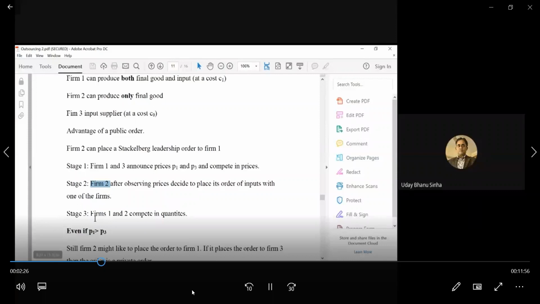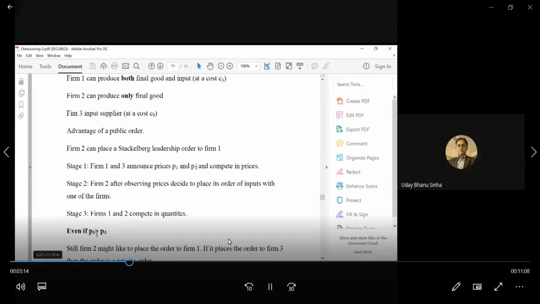And then in the third stage, Farm 1 and Farm 2 will be competing in quantity. Here we are assuming that the choice variables for the two farms are quantities. And here the interesting thing that will come up is the following. Suppose P1 is greater than P3. Which means that Farm 1 has chosen some input price for the input market which is greater than the input price chosen by the input supplier. Now, even if this configuration holds, even then Farm 2, after observing prices, might like to place its order with Farm 1.